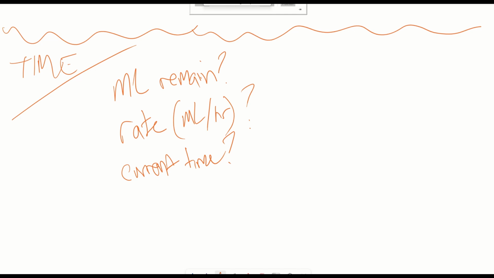Correct? So these can be asked several different ways. We can say mLs remain. We could say I have a bag right here. Look at the bag, and you have to measure there's 50 mLs remaining, right? Or let's say it's 5 o'clock in the evening, and the bag's been going for an hour. How many mLs are left in the bag, okay?